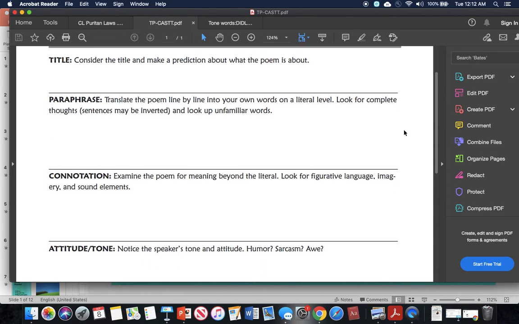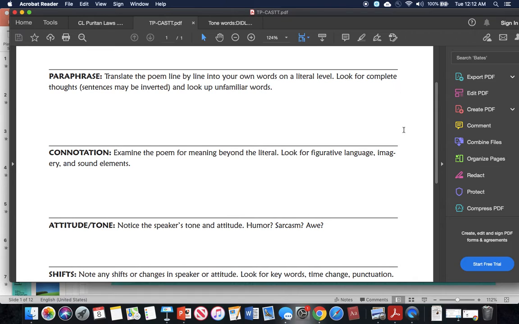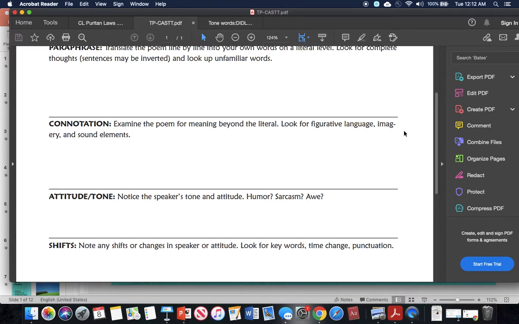And then the next one, the P, is about paraphrasing. Oftentimes poems can be really confusing. It feels like they're being spoken in riddles. And so if we can just simply summarize in our own words, literally, what is this person saying, it helps us not to miss some important things that are occurring. So slowing down and just translating it into your own words on its most literal level is really important.